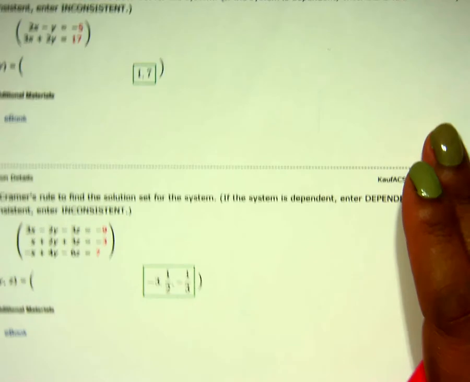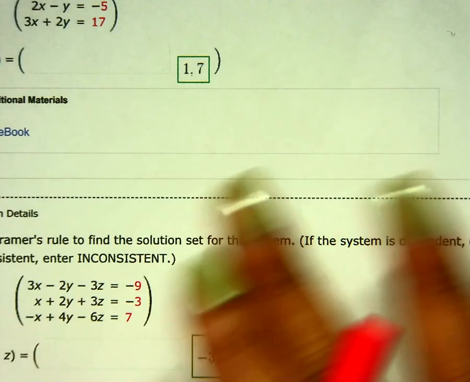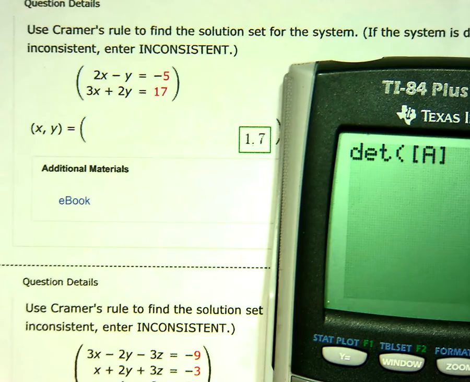And I'm looking for number 14. Alright. So 14 and 15. Here we go. Let me zoom in so we can see that a little bit more clearly. So we know that this is a 2 by 3 matrix. We also know that our answer is going to be 1, 7. So let's figure out how we're going to put this in our calculator.